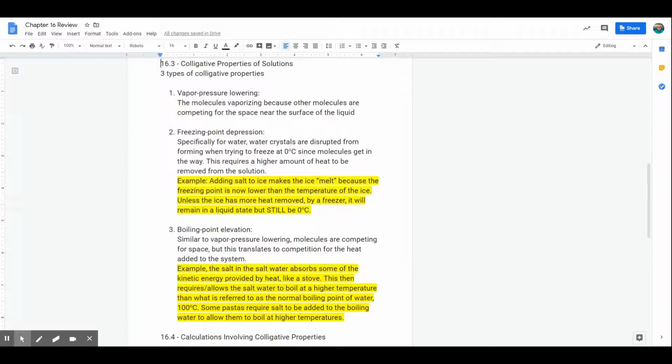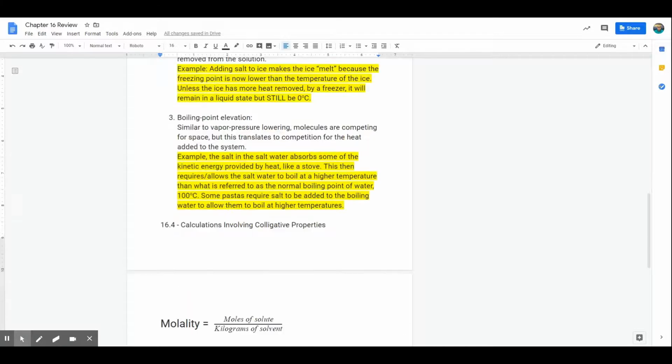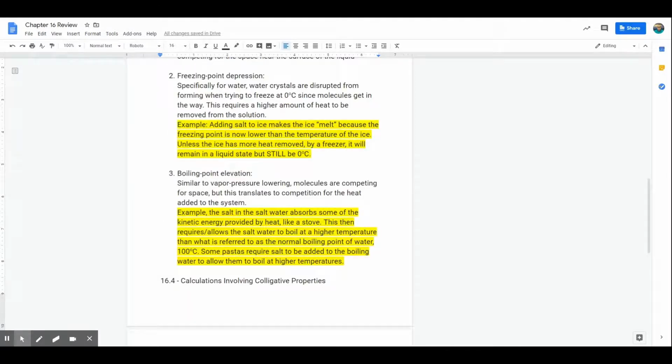that means that the molecules are competing to escape from the liquid. Freezing point depression means that if you add a solute to a solvent, it makes it harder for it to crystallize or form a solid structure, so it makes it more difficult to freeze, which means you have to lower the temperature more. And then the last part of the review is that the boiling point increases when you add a salt or something to it.